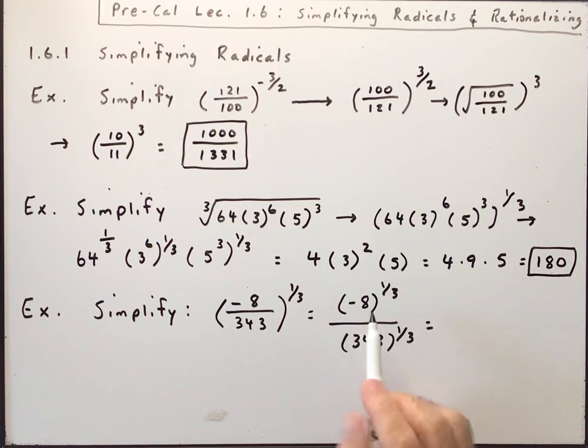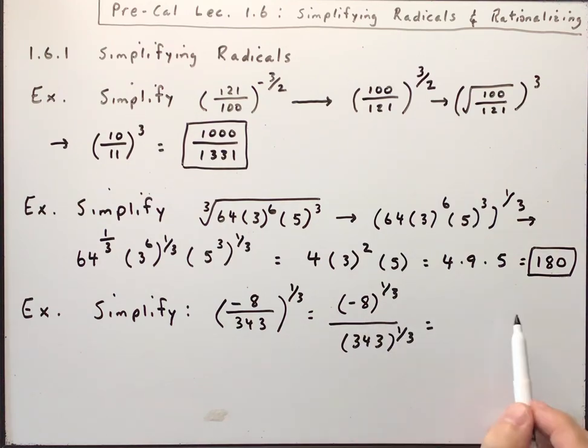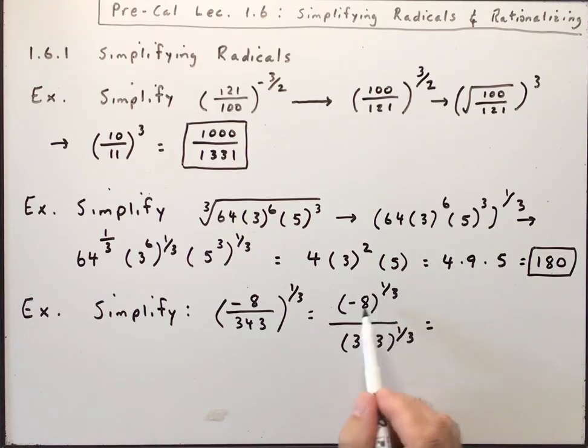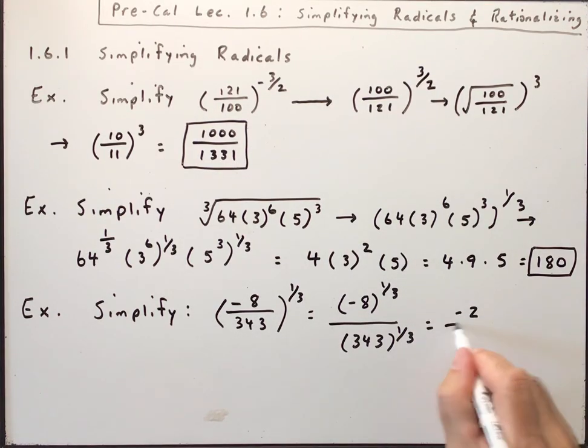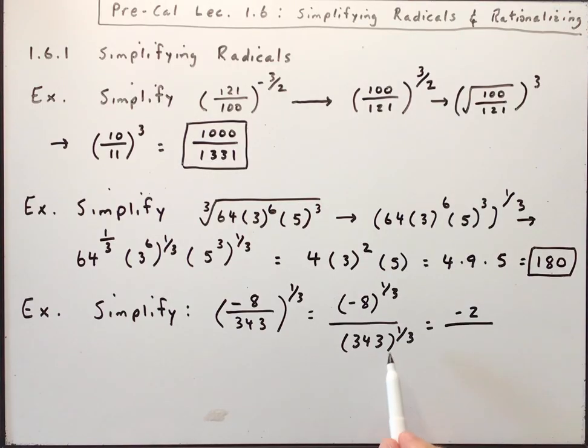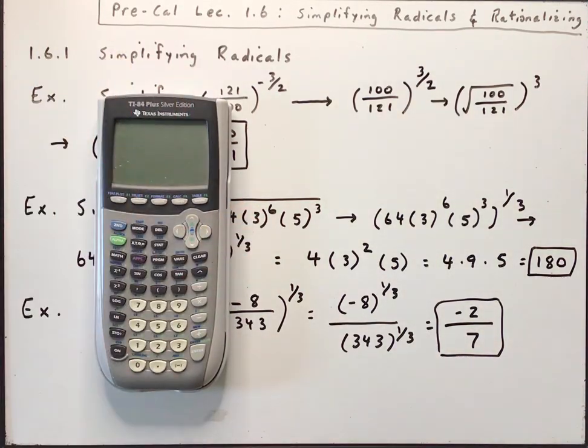Okay, so negative 8 to the 1/3, what number times itself 3 times would give you negative 8? That's what this is saying. Well, that would be negative 2. Now you can double check it by putting it in your calculator. You may not know what 343 to the 1/3 is, the cube root of 343, but it's actually a whole number, and it is 7. So just practicing putting this in your calculator.